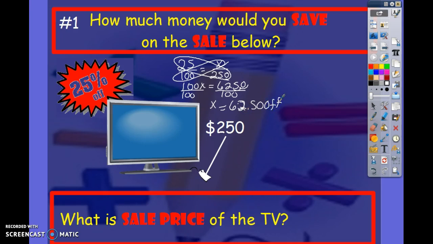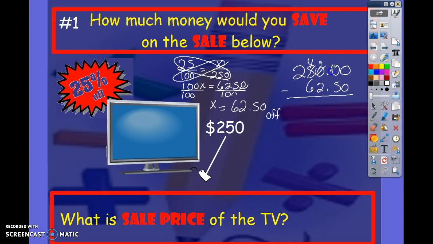So we're going to need to subtract this from $250. Make sure you line up your decimals. The price of the TV was $250, but we get 25% off, which is $62.50. We will need to borrow, so this 5 becomes a 4, and this 0 becomes a 10, which then is a 9, so that this can become a 10.